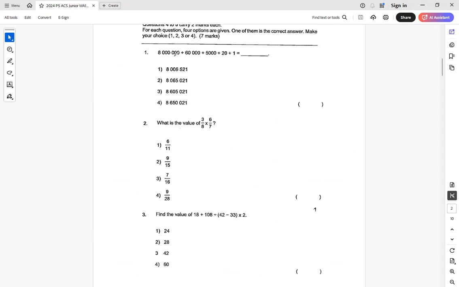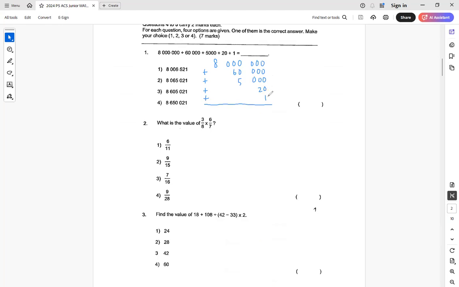Question 1, you have 8 million plus 60,000 plus 5,000 plus 20 plus 1 equals to. So let me just do the working. 8 million. So look at how I'm separating the digits, okay, so that you know clearly it's 8 million plus 60,000 plus 5,000 plus 20 plus 1. Okay, let's do the addition.